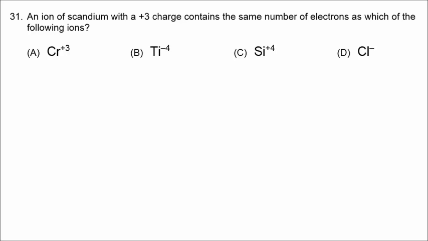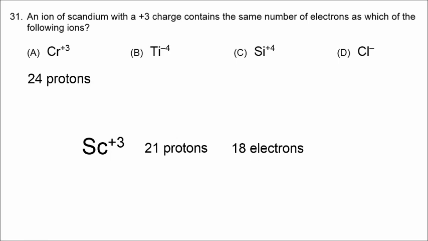Question 31 is talking about an ion of scandium. Scandium is Sc. It has atomic number 21. And with a +3 charge, this particular ion would have lost 3 electrons. So we're looking for a particular substance that has 18 electrons. Let's go ahead and write the number of protons for each of these 4 choices. Chromium is atomic number 24. Titanium is atomic number 22. Silicon is atomic number 14. And chlorine is atomic number 17.